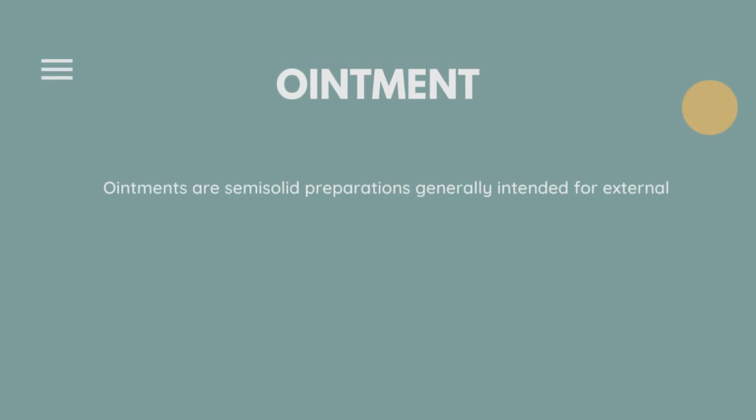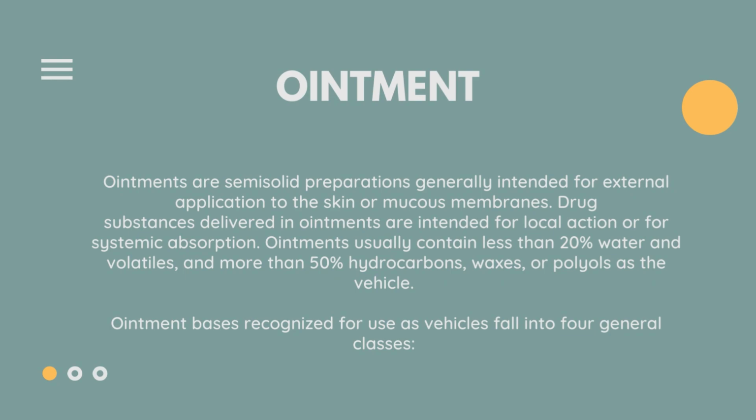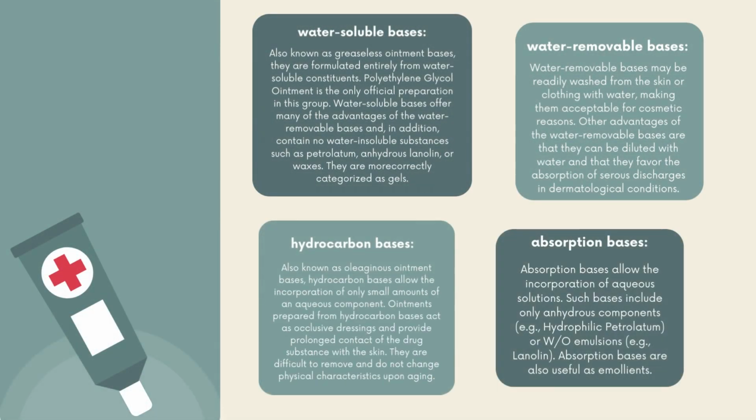Moving on, we have ointments. Ointments are like creams in that they are intended for external application to the skin or mucous membrane, but ointments contain less than 20% water and volatiles, and more than 50% hydrocarbons, waxes, and polyols as vehicle. Ointment bases fall into 4 general classes: water removable bases, water soluble bases, hydrocarbon bases, and absorption bases.